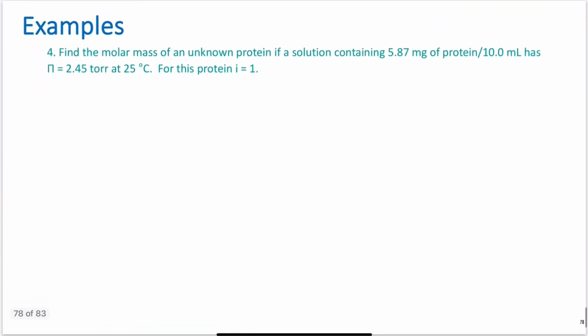Number 4, find the molar mass of an unknown protein if a solution contains 5.87 milligrams of protein per 10 mL, and this solution has an osmotic pressure of 2.45 torr at 25 degrees C. For this protein, i equals 1. So osmotic pressure, it's a variation of PV equals nRT. It's pi equals MRTi.